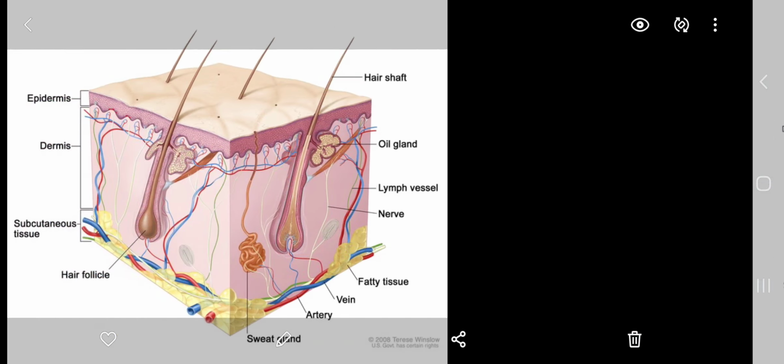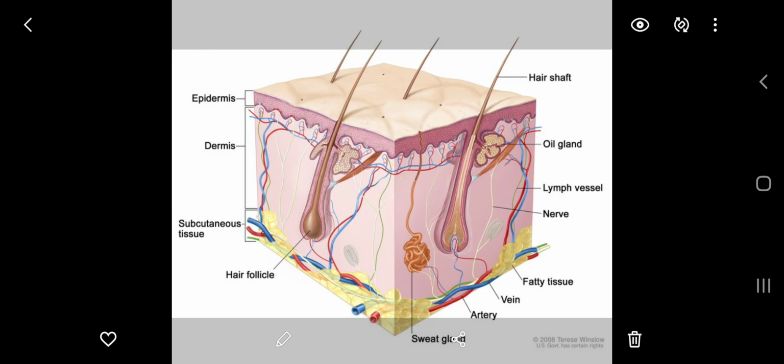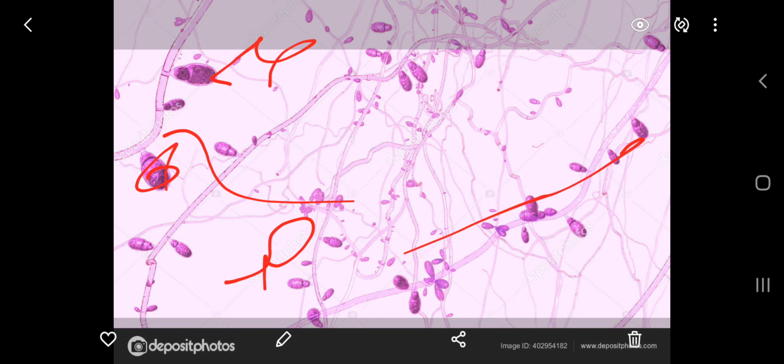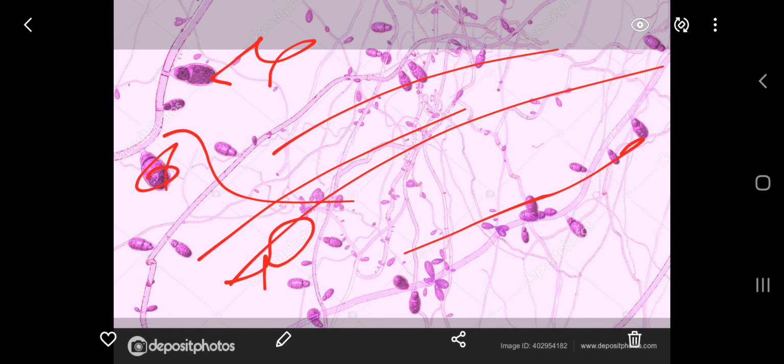Let me show you another diagram. You might not identify this at first sight, as it does not totally look like the skin, but it is the connective tissue in the skin. You can see a matrix, fibers, cells, and a lot more.